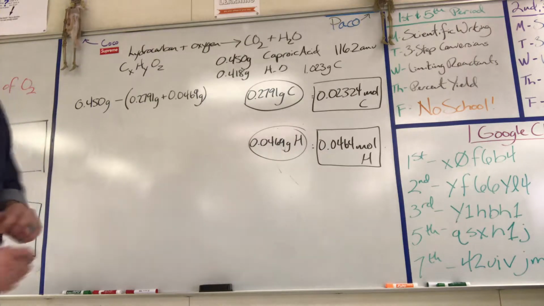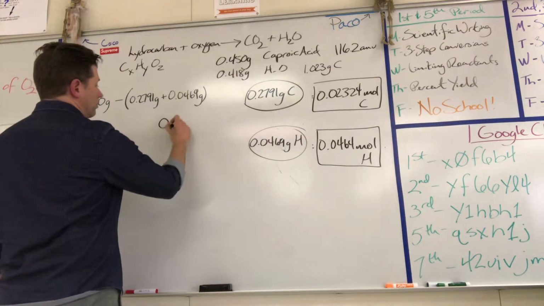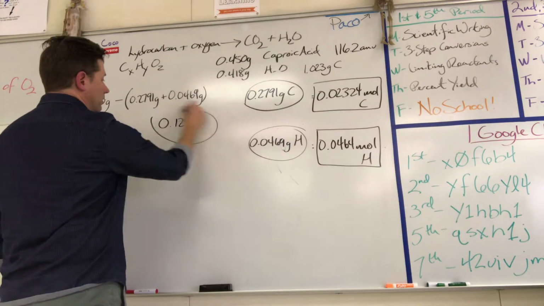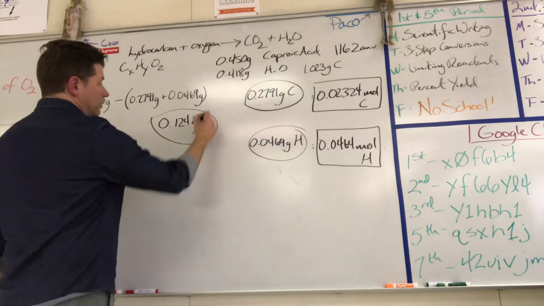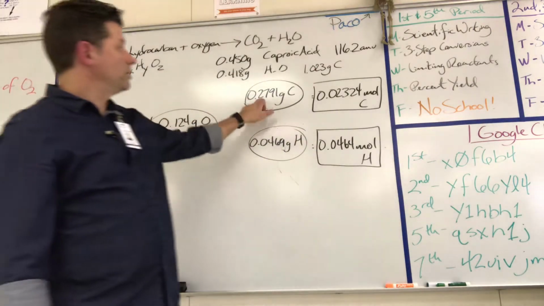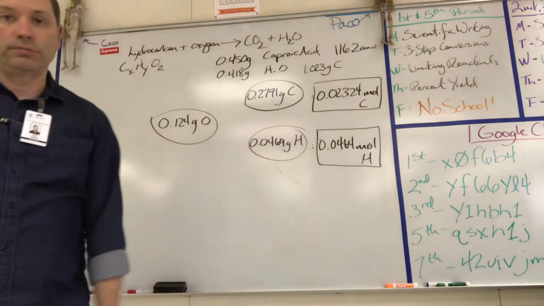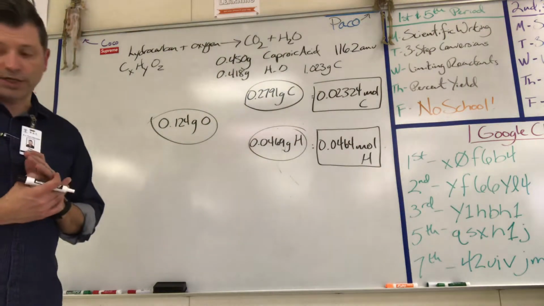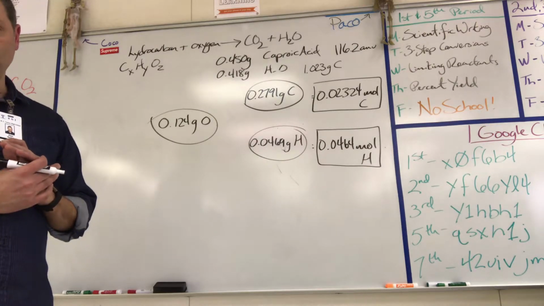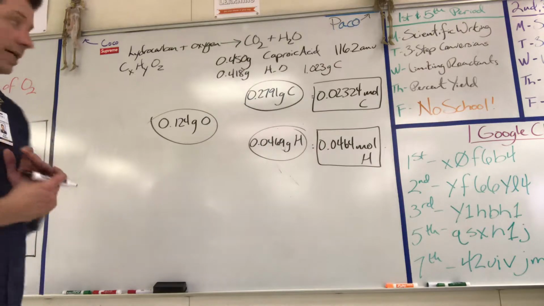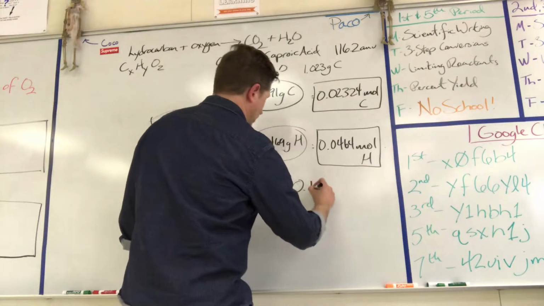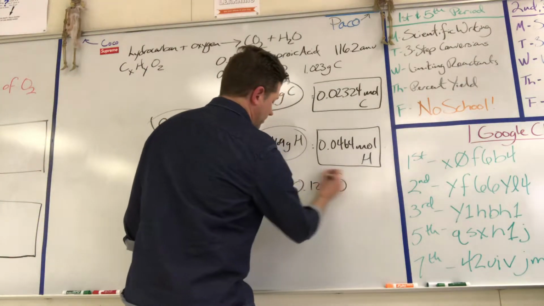So when you do that calculation, you end up with 0.124 grams of oxygen. Okay? So now I've got grams of oxygen, grams of carbon, grams of hydrogen. Last couple steps, we're almost there. We need to get to moles of oxygen. We need to find out how many moles of oxygen to be able to figure this thing out. Okay, I'm going to move this over here. 0.124 grams oxygen.